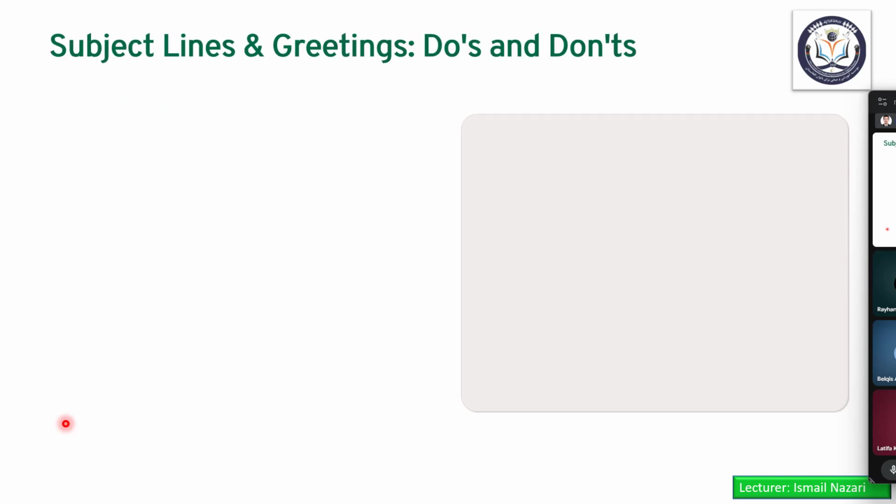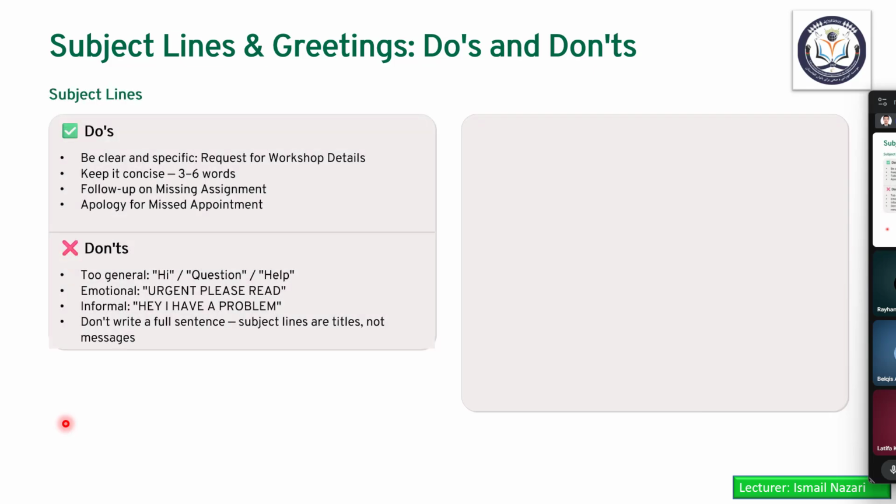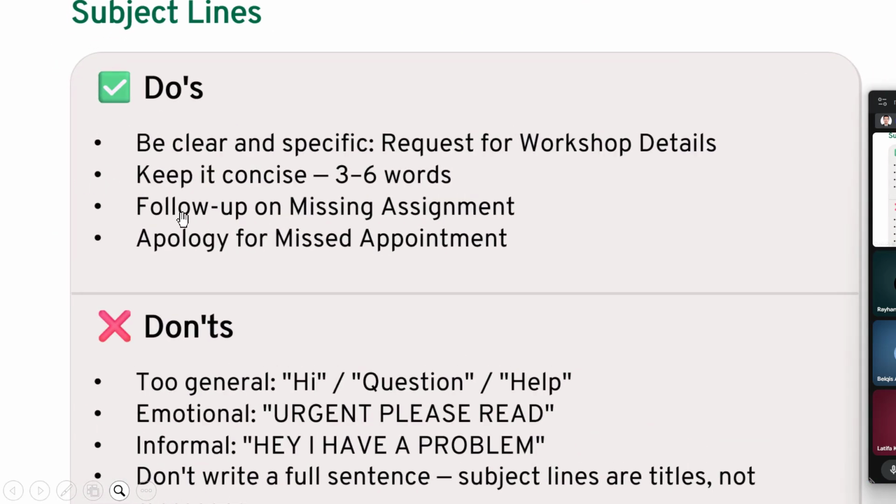Let's see what we should do in our email and what we should avoid. So the do's and don'ts of the email, specifically the subject lines that we have with the greetings. So with the subject lines, what we need to do.